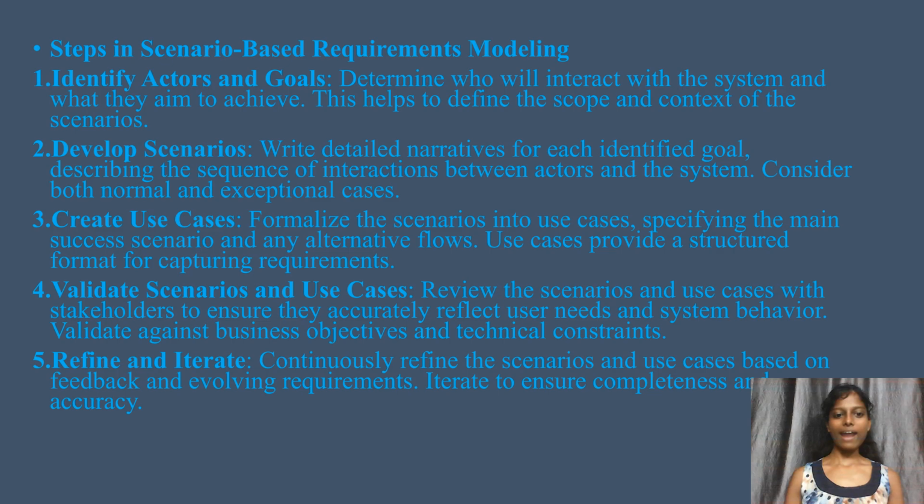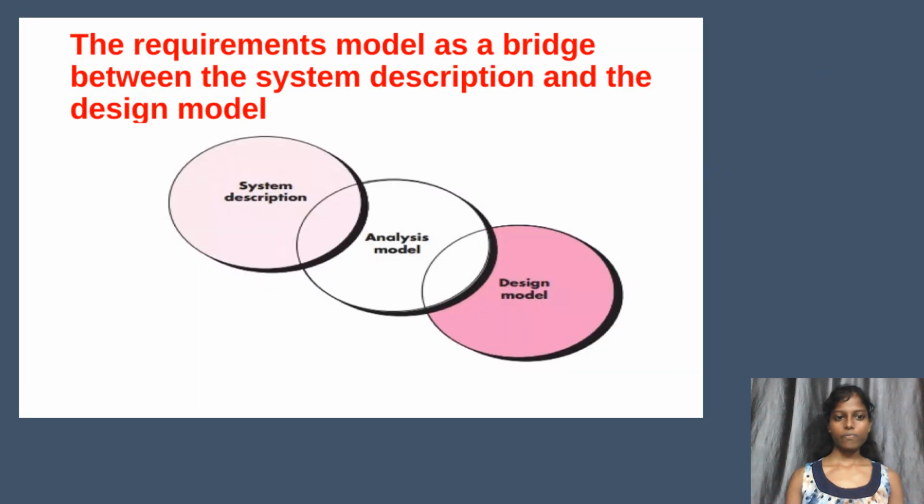Next, what you do is validate scenarios and use cases. Review these scenarios and use cases with the stakeholders to ensure they accurately reflect user needs and system behavior. Validate against business objectives and technical constraints. And refine and iterate. Continuously refine the scenarios and use cases based on feedback and evolving requirements. Iterate to ensure completeness and accuracy. The requirement model acts as a bridge between the system description and the design model.